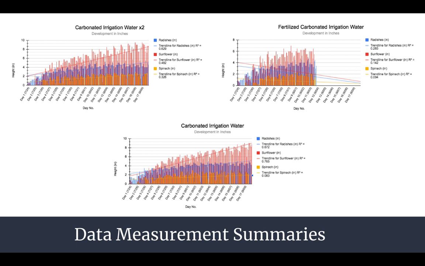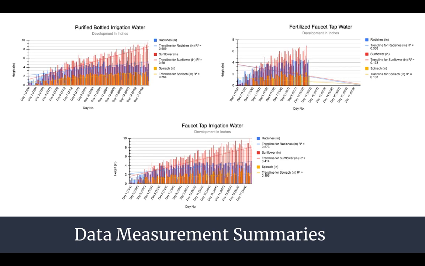You can see the different types of irrigation methods that were used: watering the sample group twice, watering the sample group with fertilized carbon-infused water, straight carbon-infused water, watered once, purified bottled water, watered once, fertilized tap water, watered once, and just straight faucet tap water, watered once.